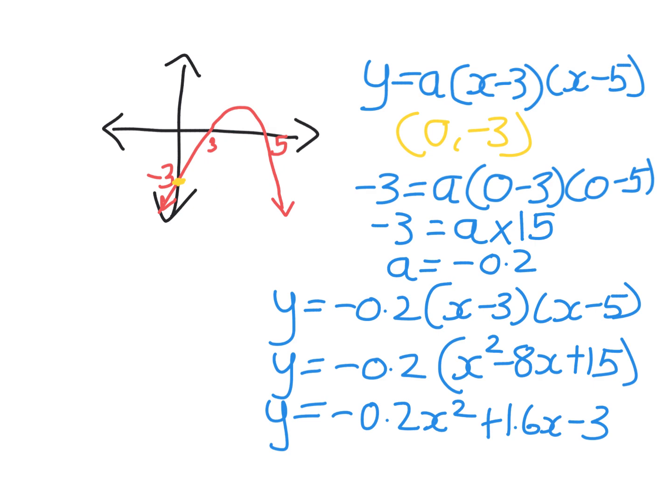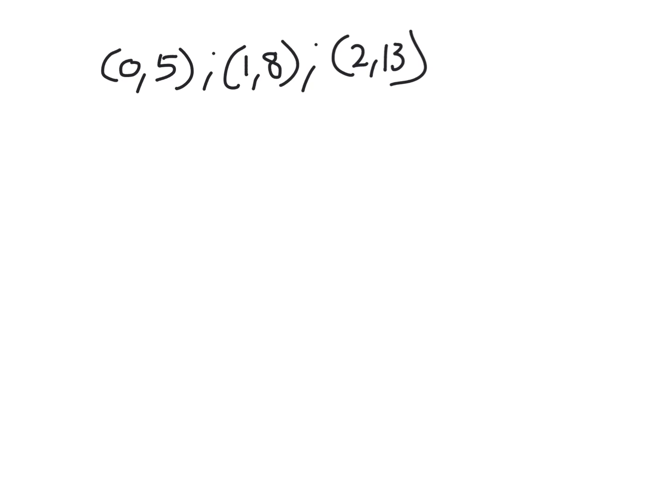All right, let's look at a harder example of finding the equation of a parabola. So here we're going to find the equation of the parabola that goes through these points. Now this is harder because we have neither the x-intercepts nor the turning point, so we can't use one of the tricks in the previous examples.